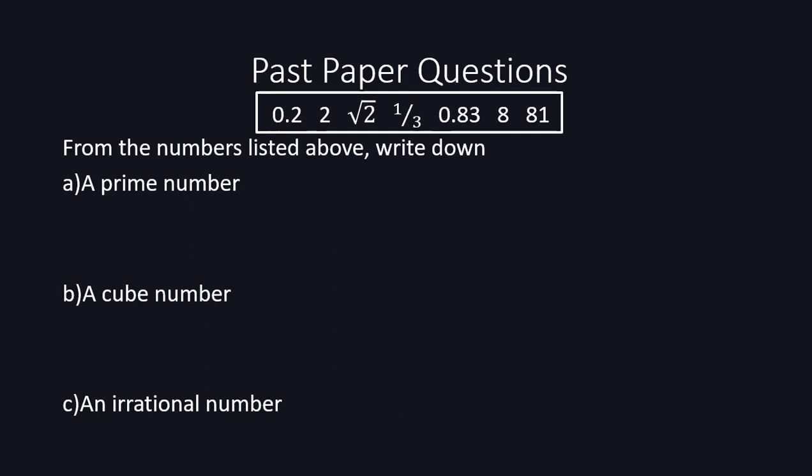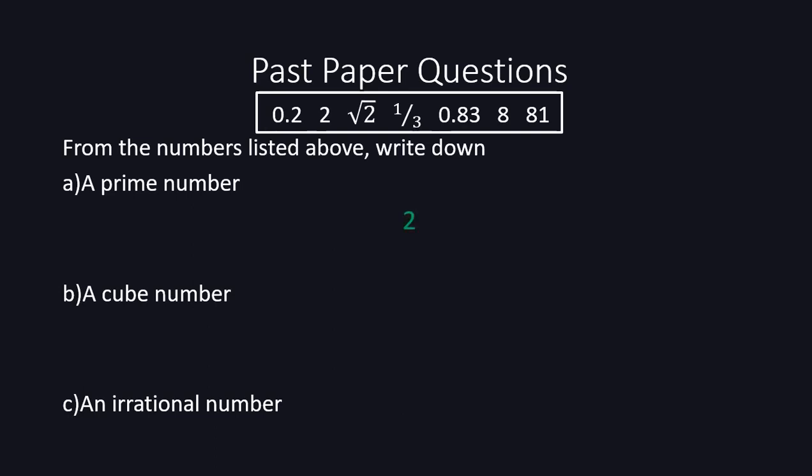I know that prime numbers are a group within integers, therefore all prime numbers are integers. So I can filter out all the non-integer numbers and just have a look at the integer numbers. In the given list, there are only three integers, 2, 8, and 81. 81, I know, has more than two factors. So does 8. However, 2 only has two factors, 1 and itself. Therefore, the answer to this question would be 2.